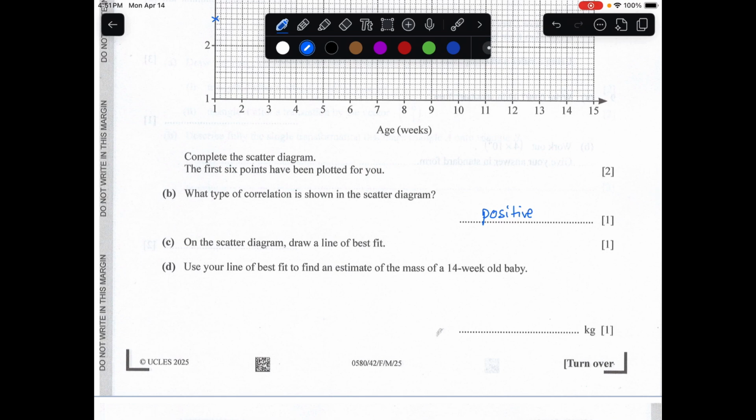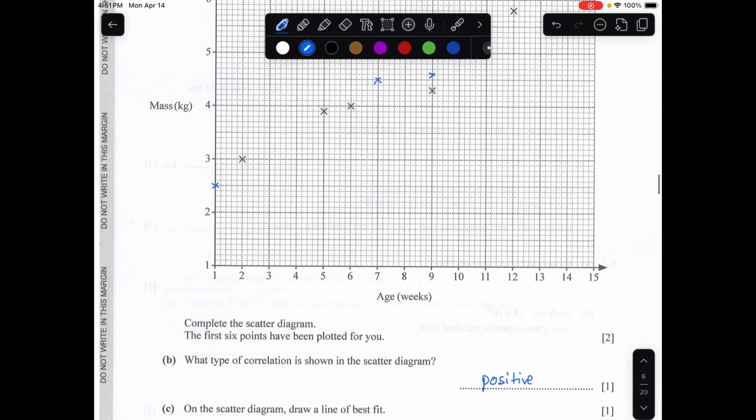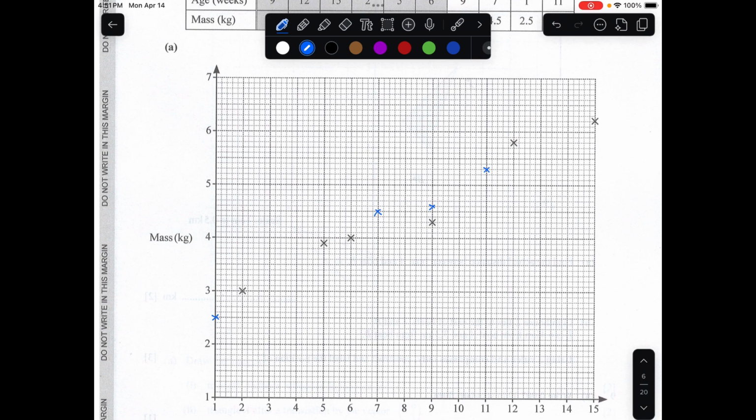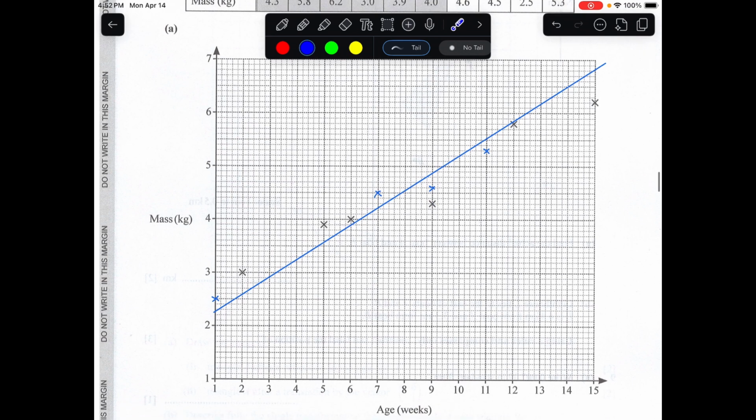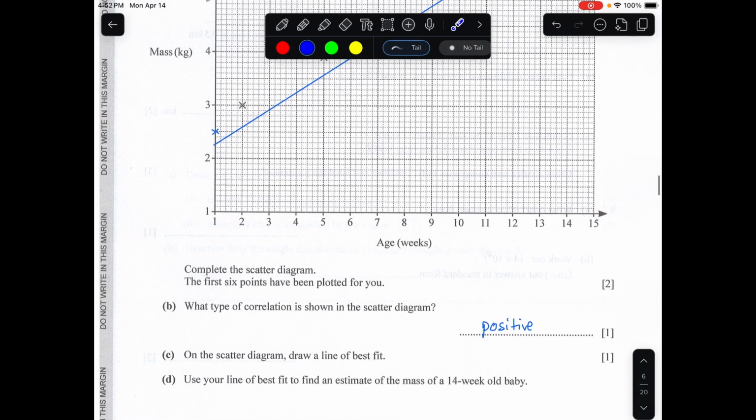Part C, on the scatter diagram, draw a line of best fit. So to draw a line of best fit, the simple rule is the line should be such that 50% of the points should be above the line and 50% should be below the line. Some points may pass through the line. So if I drew my line of best fit over here like this, if I count, I'm having 5 points here and 4 points here. So it is a pretty good line of best fit. It is acceptable.